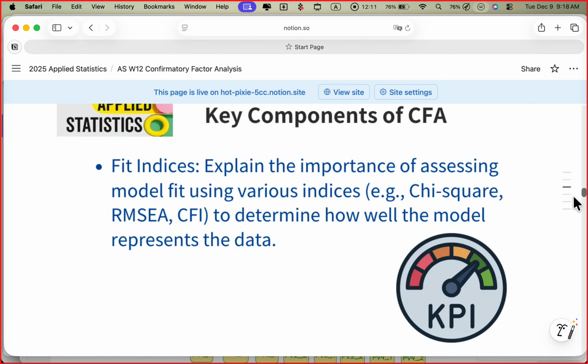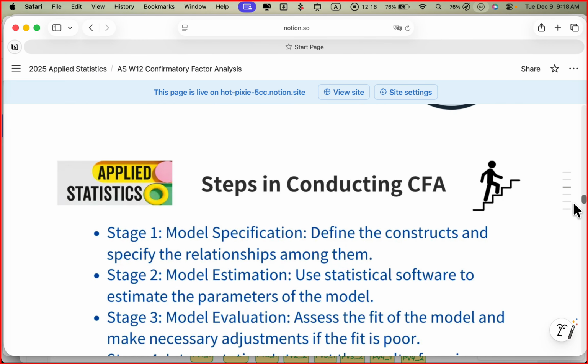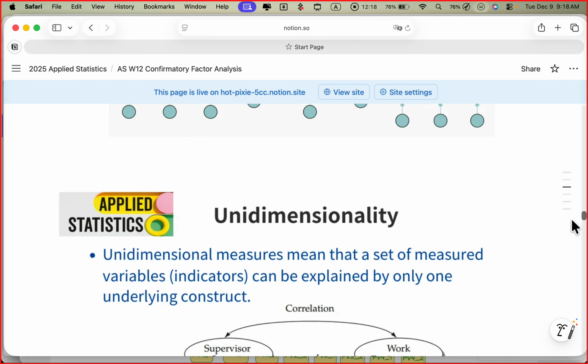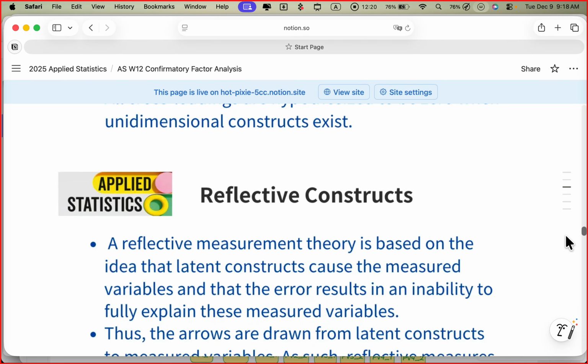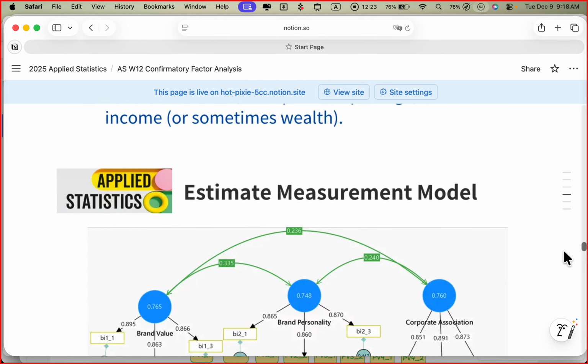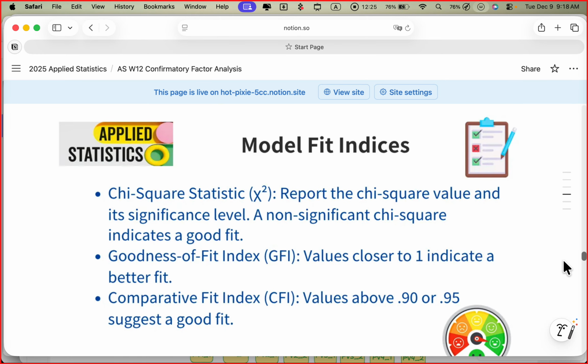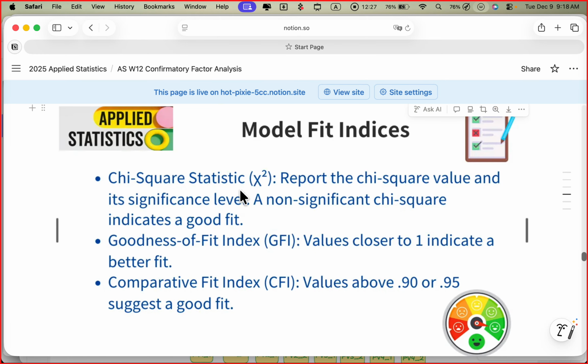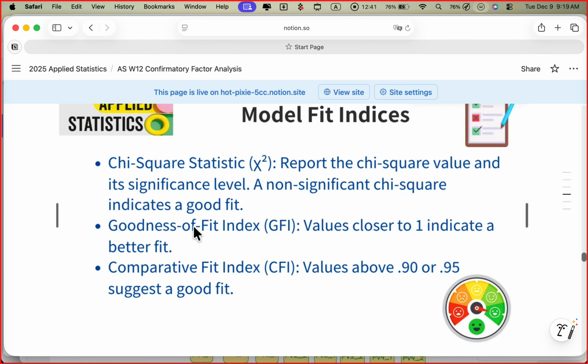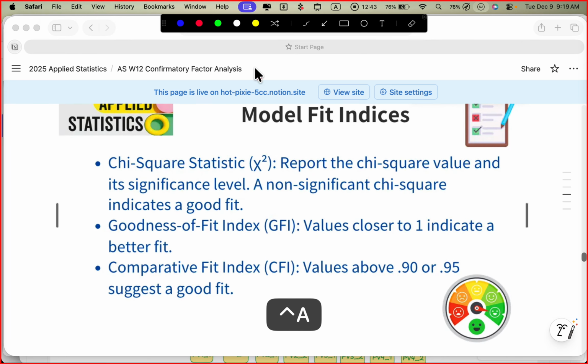You can see we have key components just like this one: chi-square, RMSEA, CFI, right? Show us here, and scroll down. Reflective, formative. You see that? Okay. For chi-square, you can see a non-significant chi-square indicates a good model fit. So this is the first one. And GFI, the second.